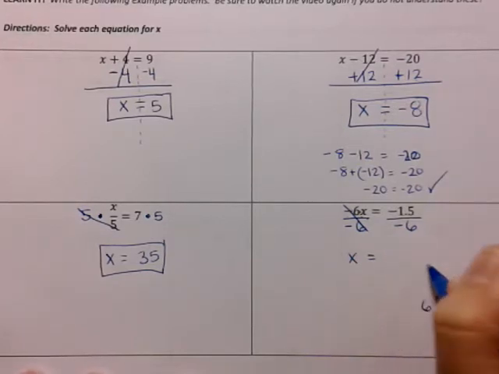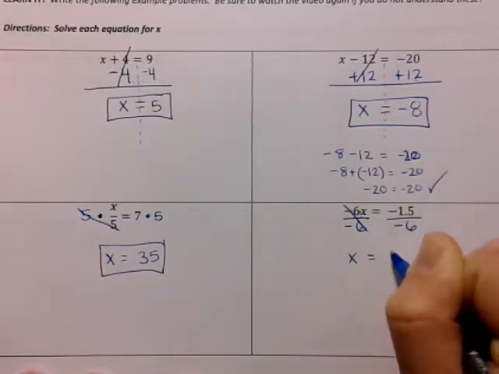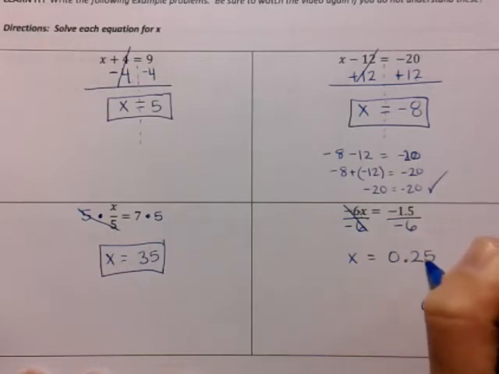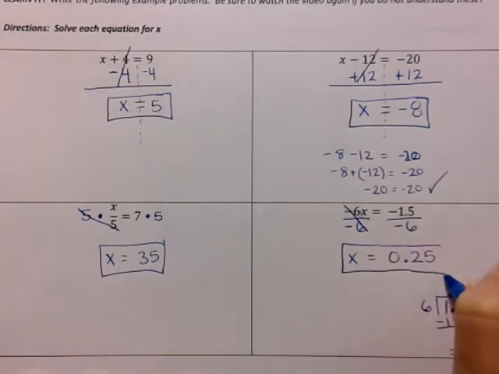So my answer here is 0.25. And again, I knew it was positive because a negative divided by a negative is positive. Now it's time for you to try.